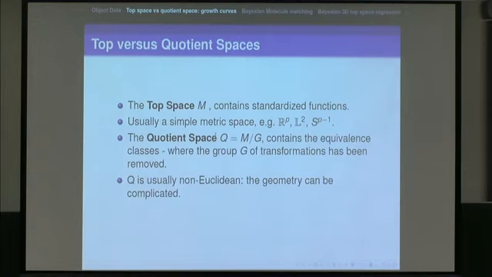The quotient space is another way of doing these sort of registration problems, and that's where we look at equivalence classes over the group of transformations. So we've got our original space, top space, and then we quotient out the space of transformations. So Q is usually a complicated space in terms of the geometry, and not usually Euclidean. So it's usually non-Euclidean.